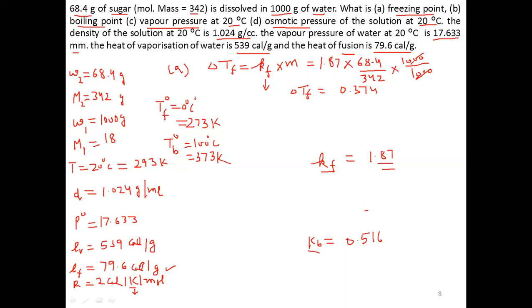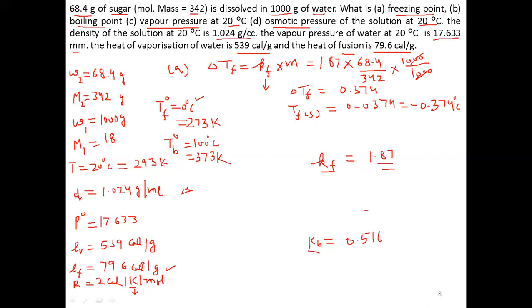Now freezing point of pure water is 0 degree Celsius. So freezing point of solution, TFS, is 0 minus depression. It is 0 minus 0.374, because freezing point of solution will decrease, is minus 0.374 degrees Celsius. One thing we have calculated, freezing point of solution. Similarly, we can calculate boiling point of solution by applying this formula.